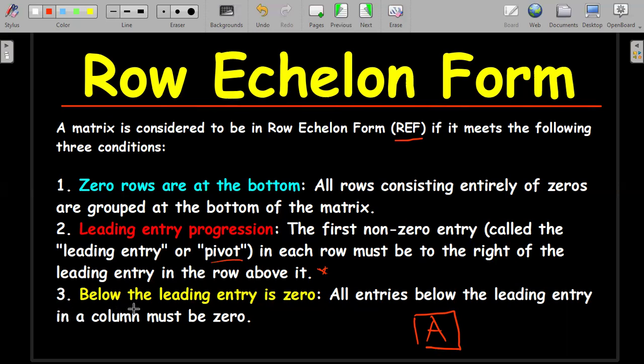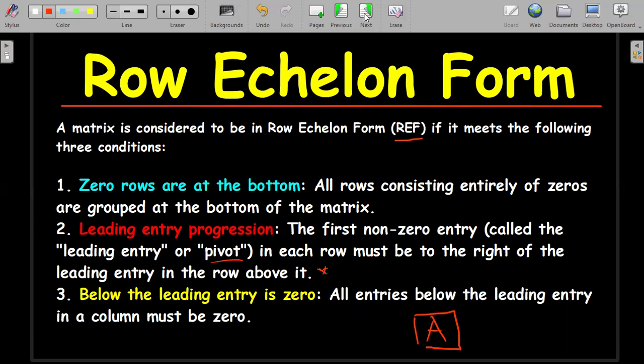And then the third condition is that all the entries below the leading entry must be zero. All the entries below the leading entry should be zero. So those are the three conditions that we need in order to say that a matrix is in row echelon form.